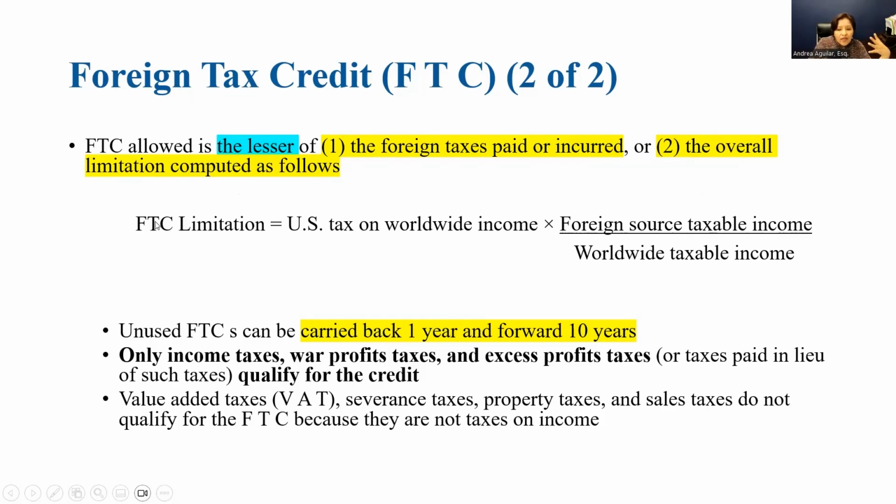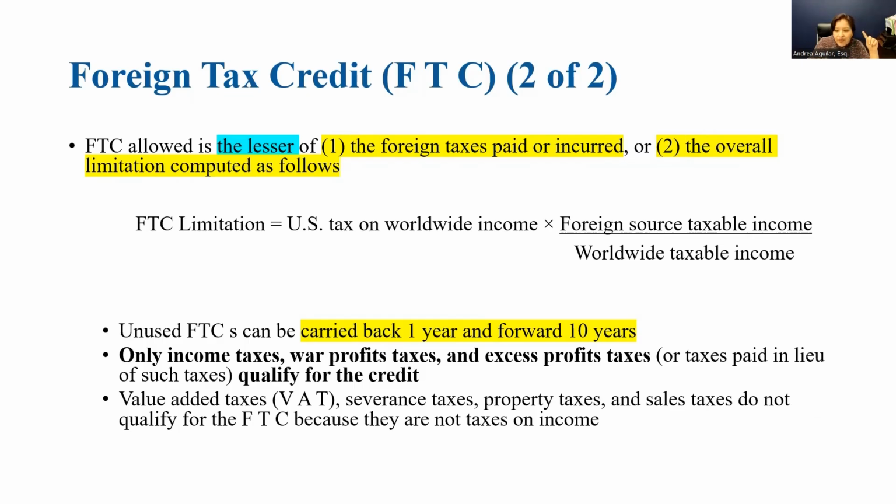Whenever we're going to calculate the foreign tax credit limitation, we need important information. We need to know what is your US tax on your worldwide income, what is the foreign source taxable income, and what is the worldwide taxable income. So first, we need to calculate your US tax on your worldwide income, then we're going to multiply that by the foreign source taxable income divided by the worldwide taxable income. So we're going to review an example in a second.